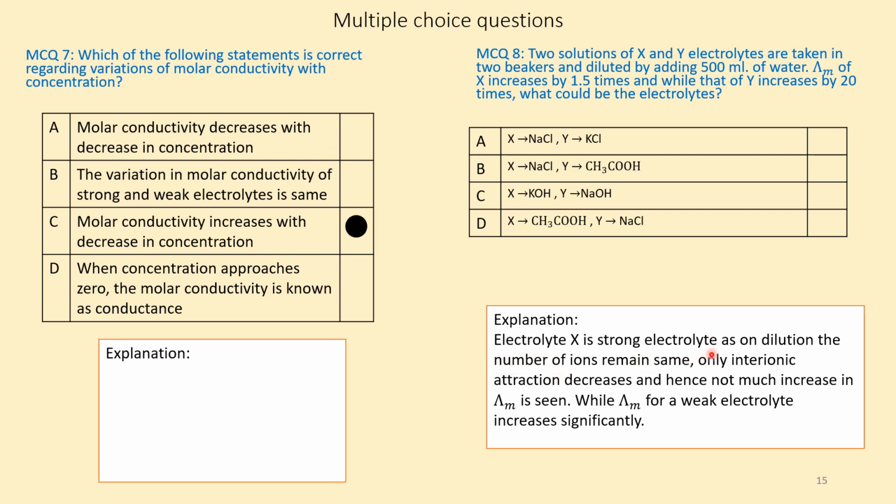X is a strong electrolyte. On dilution, the number of ions remains same. Only interionic attraction decreases and hence not much increase in lambda M is seen, while lambda M for a weak electrolyte increases significantly. So therefore the correct answer is B.